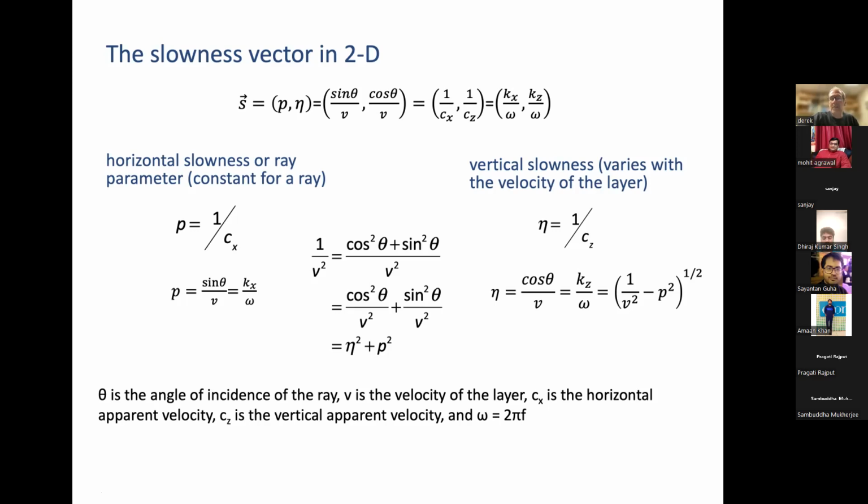So for the formulas that we've discussed so far, theta is the angle of incidence of the ray, v is the velocity in the layer, c sub x is the horizontal apparent velocity, c sub z is the vertical apparent velocity, and omega equals 2 pi f. And I will say c sub x and c sub z are not the x and z components of the actual velocity. So these are actually apparent velocities, and you have to be a little bit careful with them.